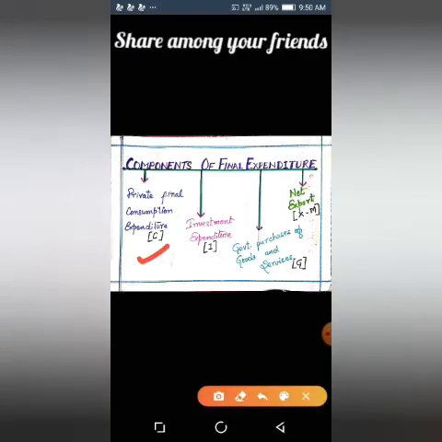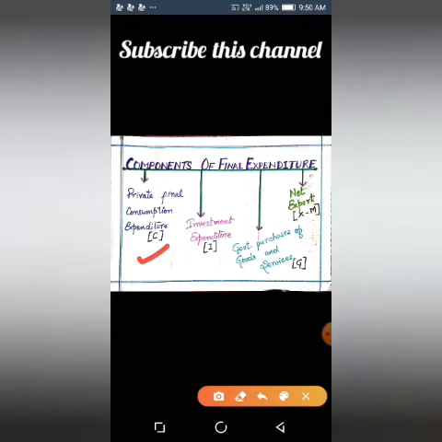Now again, what is this? Private final consumption expenditure. This is the money value of goods and services purchased by household and non-profit institution for current use during a year. Non-profit institution. Simply it means trade unions, charitable hospitals, cultural organizations, etc.